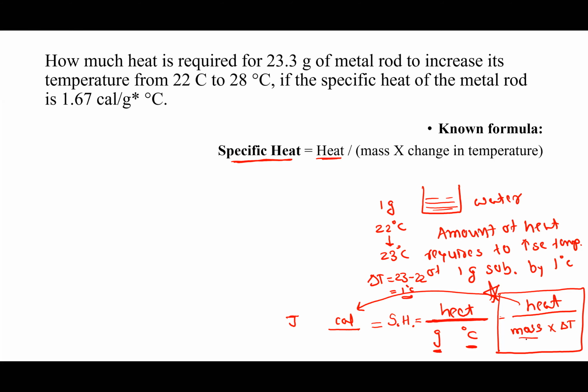Over mass. How do we measure the mass? Generally in grams. And delta T, change in the temperature, I wouldn't say it must be in degrees Celsius, I would say it could be in degrees Celsius or it could be in Kelvin. So either it could be just degrees Celsius or you can replace that with Kelvin. So this is the unit of specific heat. Do you understand this?